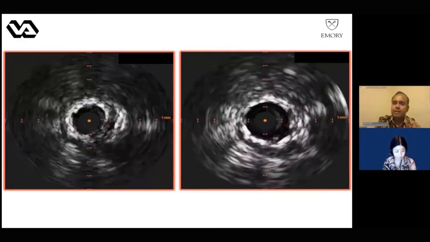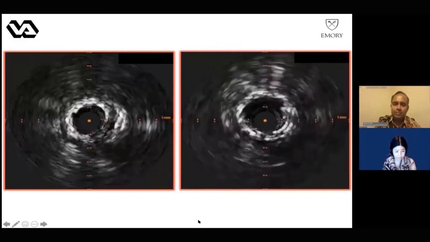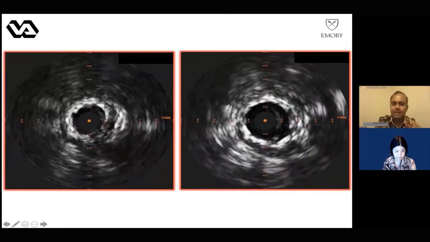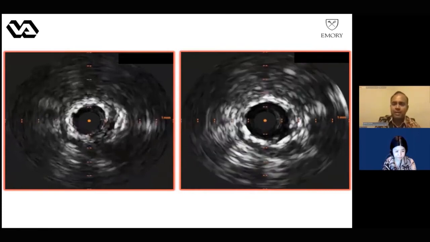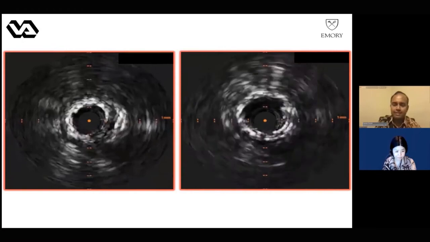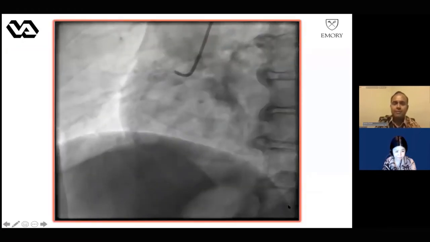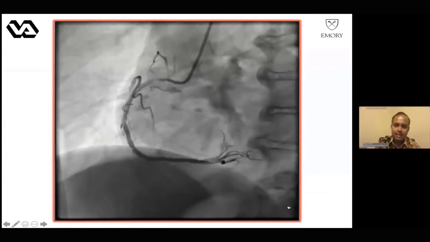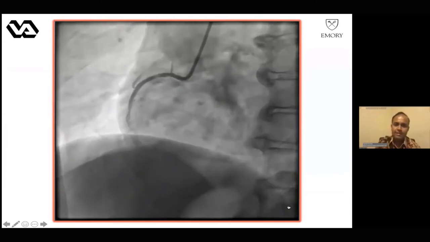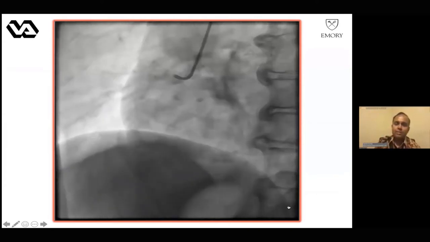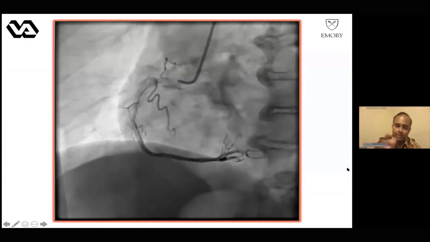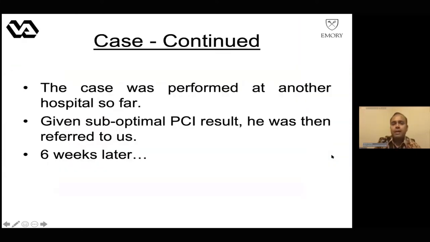Absolutely. That is what the operator believed as well. However, he had taken the NC balloon to 30 atmospheres, and he had not had success in expanding this, but he recognized that he needed help. This was the final angiographic result that you obtained. And I think our panelists can also see that there is still some waist on this balloon, on this stent, I'm sorry. At this point, given the suboptimal PCI result, he was referred to us.